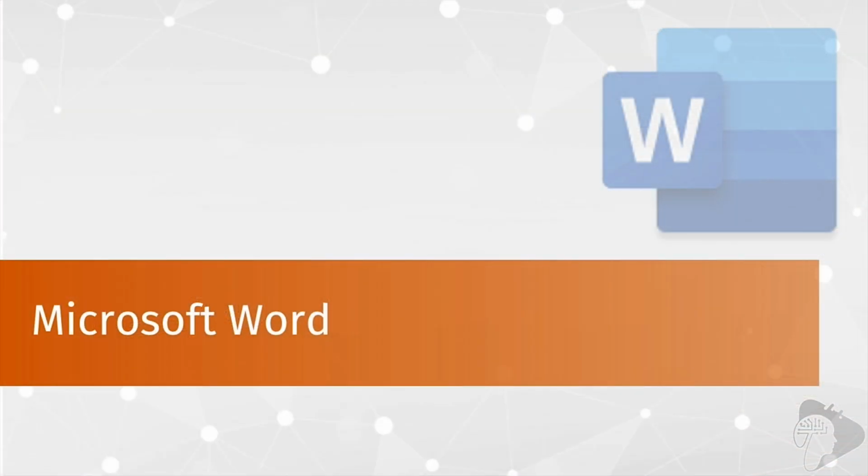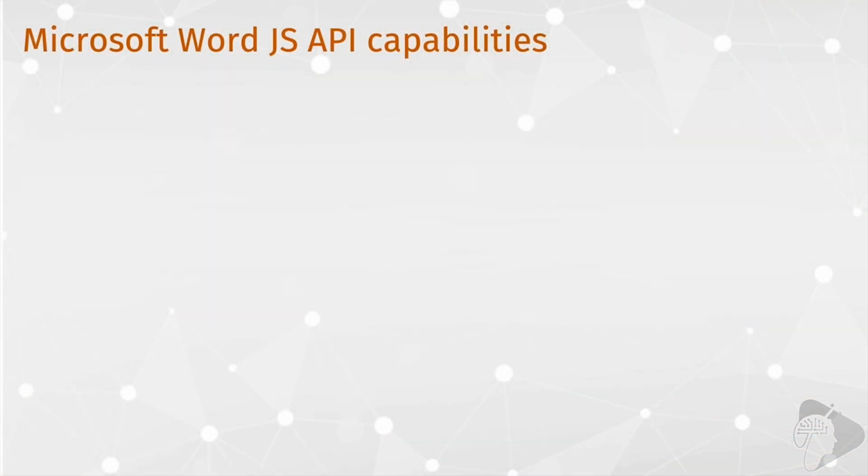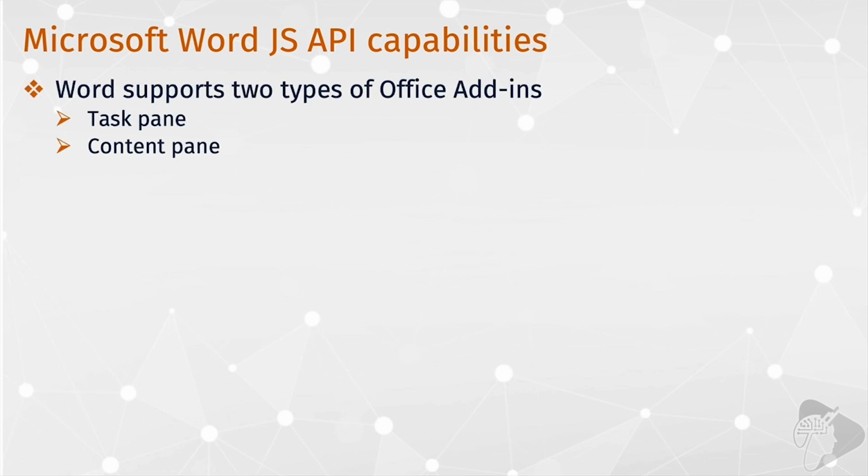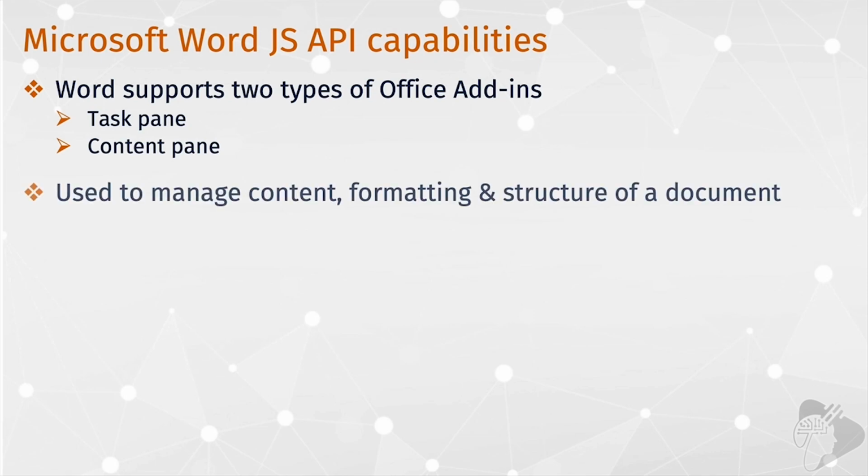Okay, now let's look at Microsoft Word, which is the last of the three primary Office apps that the MS600 exam is going to test you on. You don't need to know all the details about the API, but you do need to know how it works and the capabilities of the API. All right, so the Word.js API, what kinds of things can we do with this? Well, it supports two different kinds of Office add-ins, the Task Pane add-in and the Content Pane add-in.